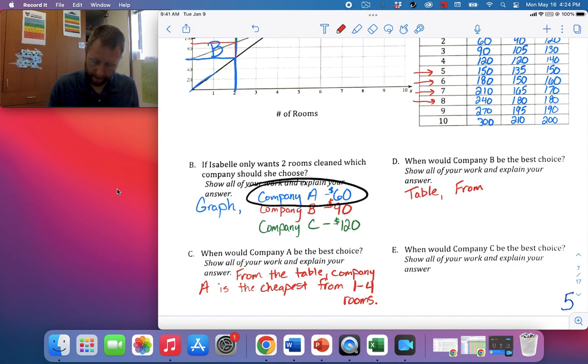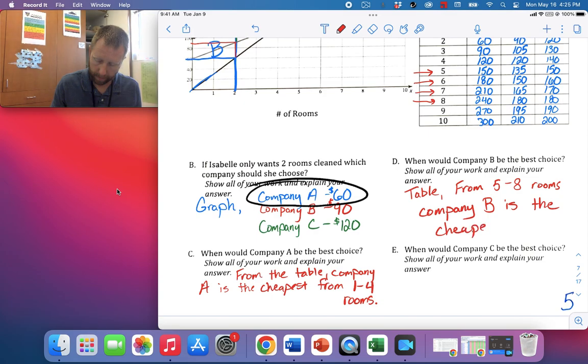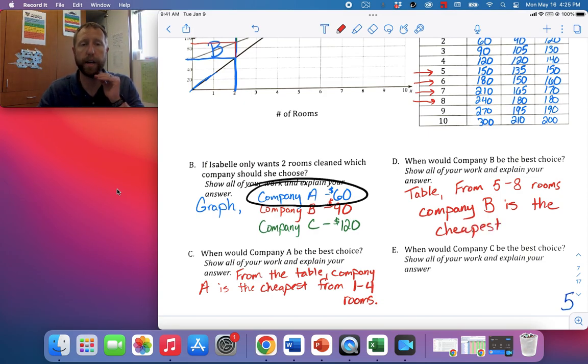Okay, so from the table, I can see from 5 to 8 rooms, even though on the 8th room it's tied, it is still the cheapest, right? So from 5 to 8 rooms, company B is the cheapest. And then what happens after that, right? So from 9 onward, look at what's the cheapest, right? 190 compared to 195 compared to 270 for 9 rooms for company C. 200 compared to 210 compared to 300 for 10 rooms for company C.